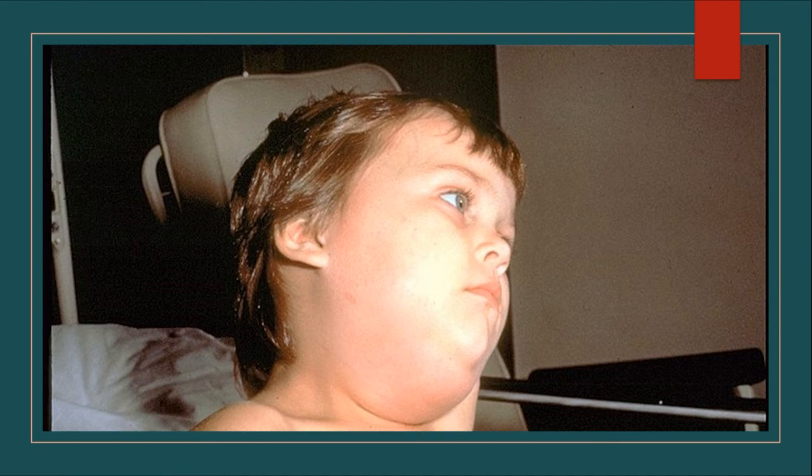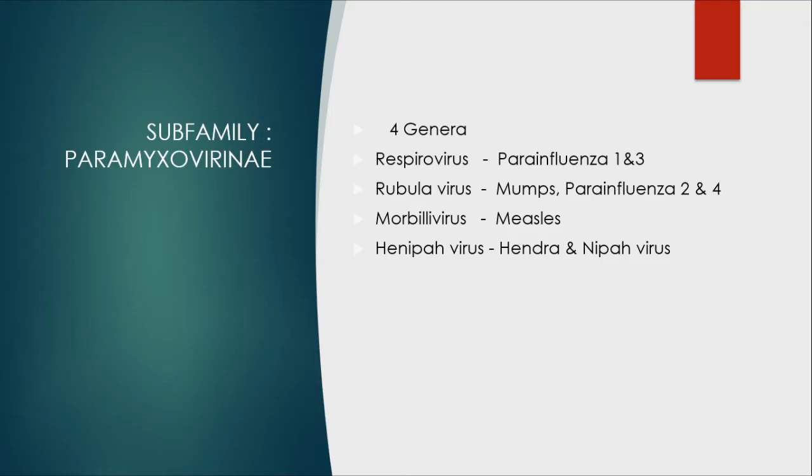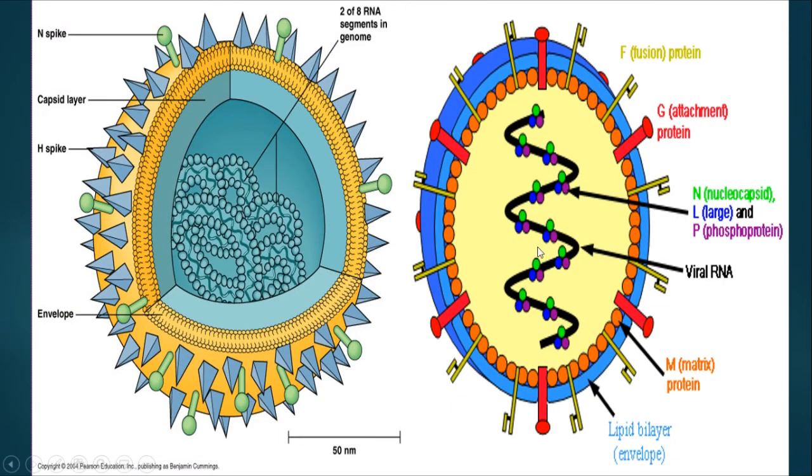And the morphology of the virus is exactly the same, which has HN spikes or H spikes and F spikes. They have a single-stranded RNA with ribonucleoproteins, a nucleocapsid, and a matrix protein. Structurally they are almost the same. So mumps virus is a typical paramyxovirus which possesses both HN and F protein. This is the classic structure of paramyxovirus which causes mumps.